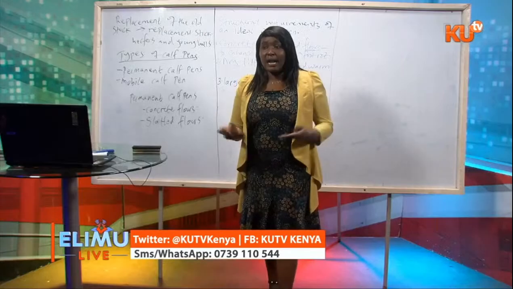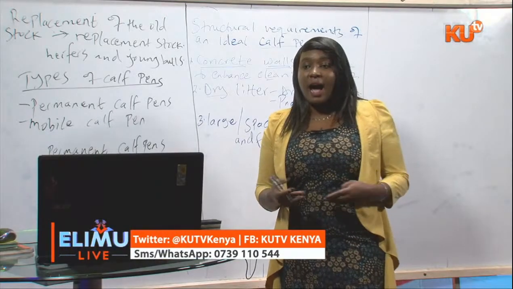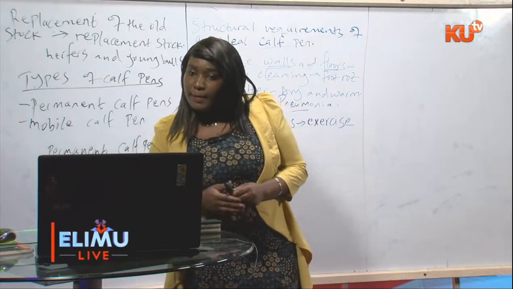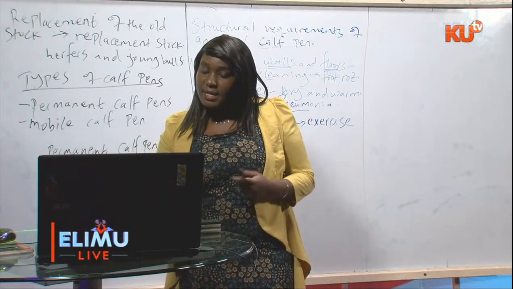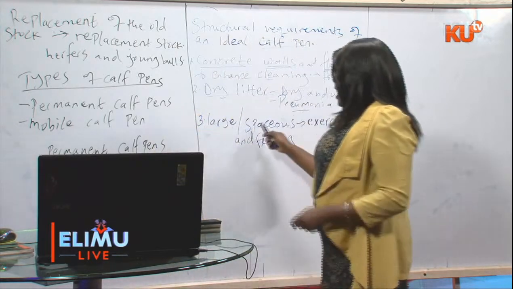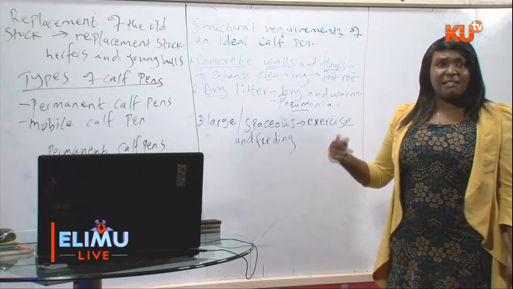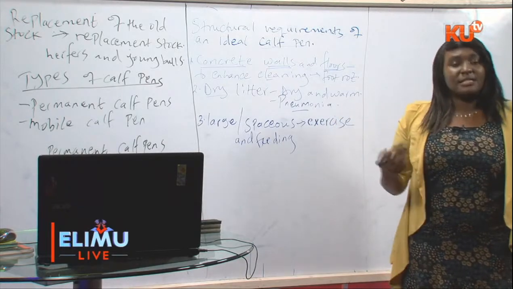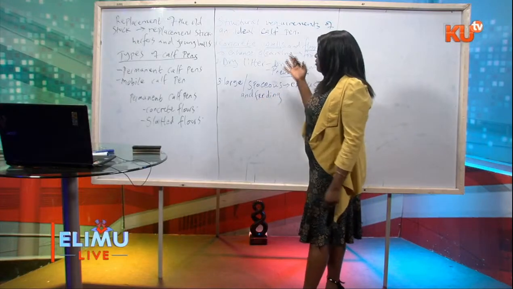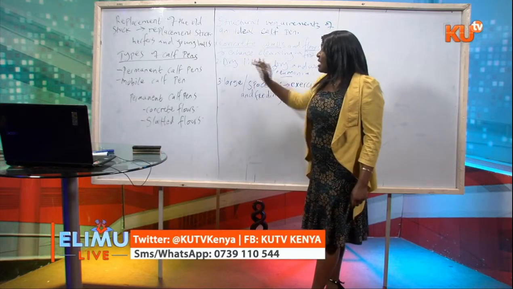And of course, an animal that is getting enough exercise means that it will grow healthier and faster, and it will reach service time early, and at the right time. And also, we require enough space so that we can accommodate the feeding and the watering equipment. That is the feed troughs and the water troughs. So, dear learner, I hope you are following.